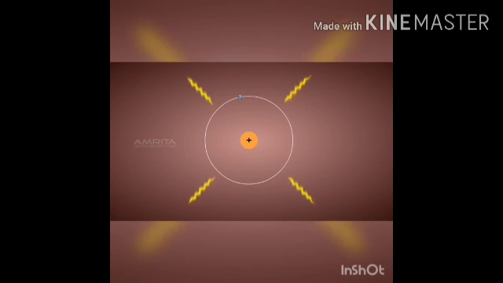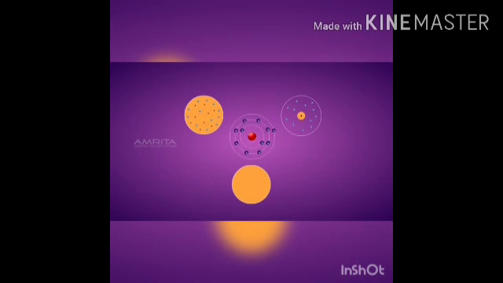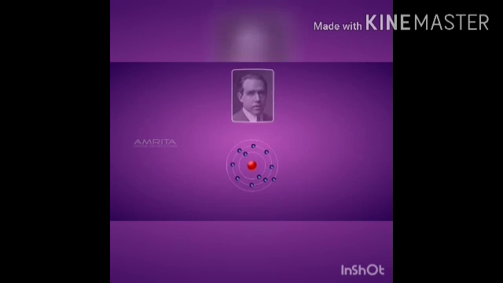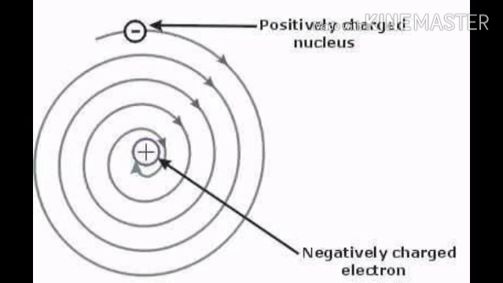Next, he said that the emission of radiation must be a continuous emission spectrum, but experimentally we get a line emission spectrum. So to overcome these drawbacks, Bohr came. Bohr explained the stability of the atom.